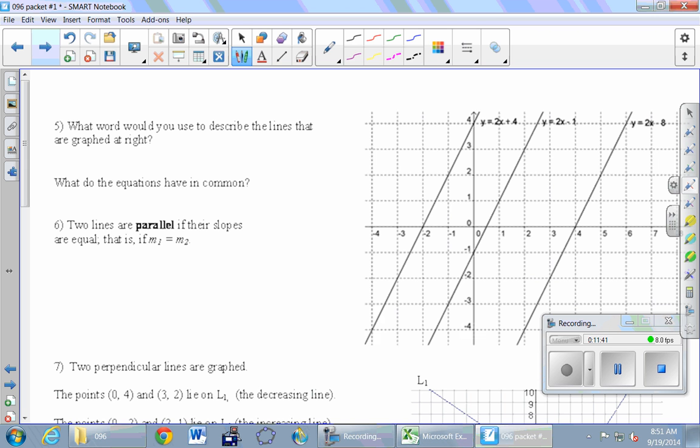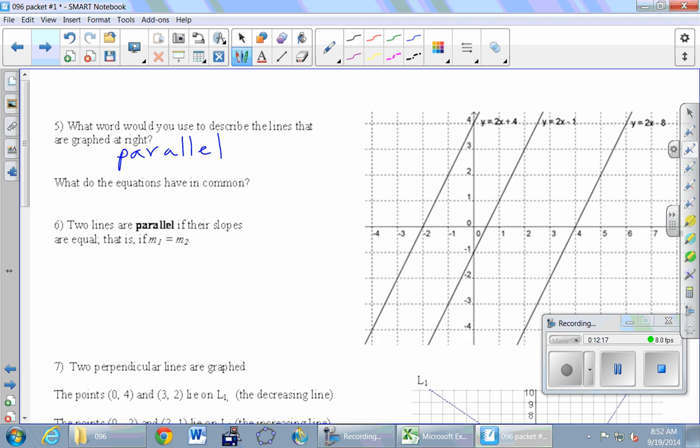Number 5, Virginia. Okay, so those 3 lines are said to be parallel, which means they'd go on forever and never touch each other, right? And now I want you to focus on the 3 equations that are given on that graph and identify what they have in common. What's the same in all 3 equations? Is the 2, right? Yeah, that 2x is exactly the same in all 3 equations.